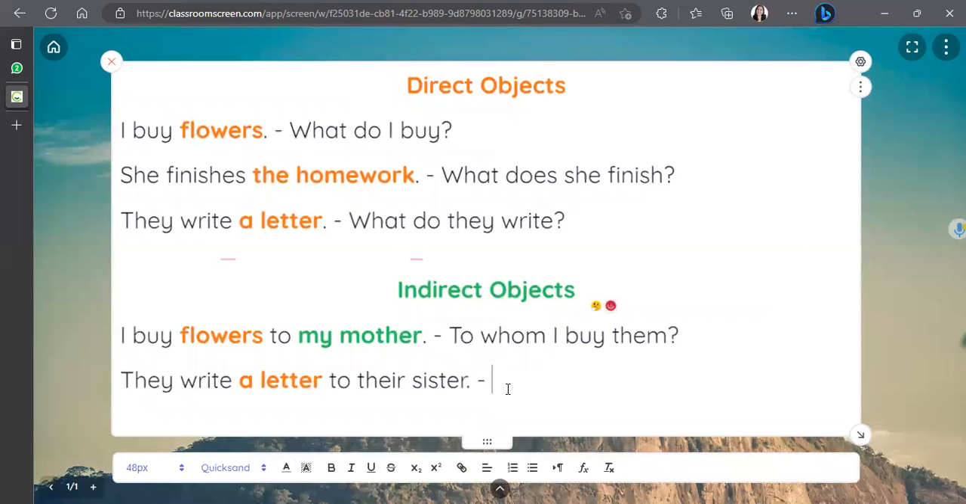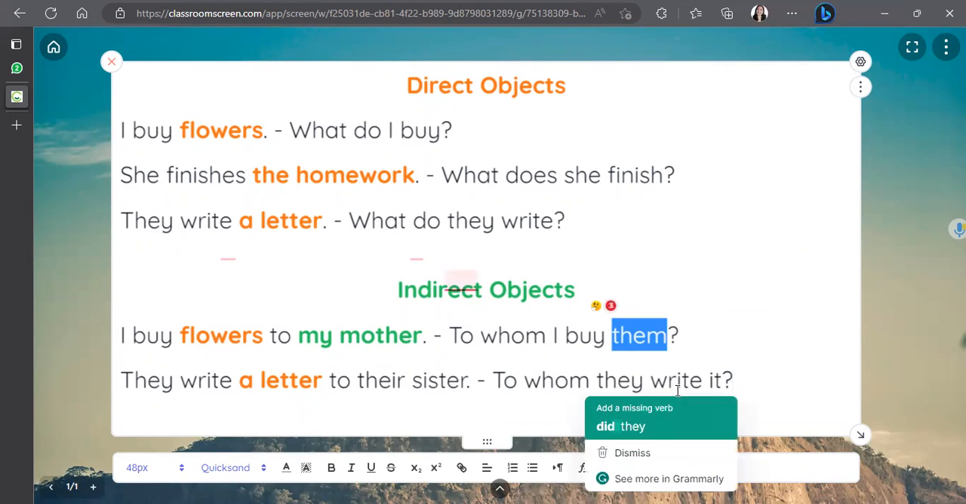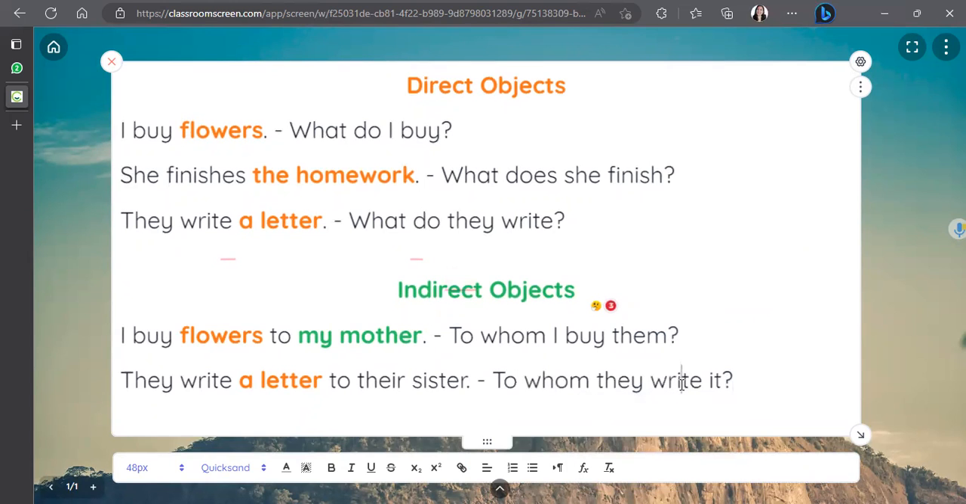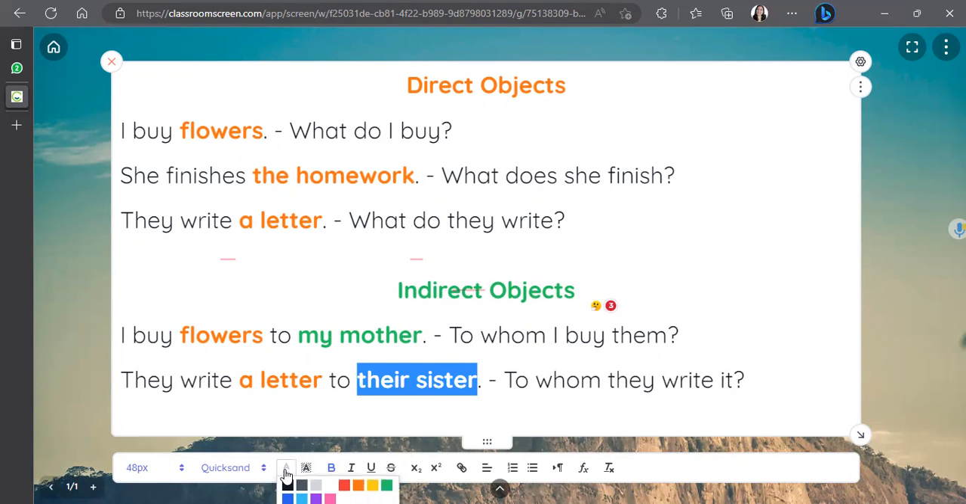But then I ask the question again. To whom they write it? Remember that this is related to the object. I am asking about the object. To whom they write it. And I can answer the question. Who is the person receiving the letter? The person receiving the letter is their sister. So this is my indirect object.